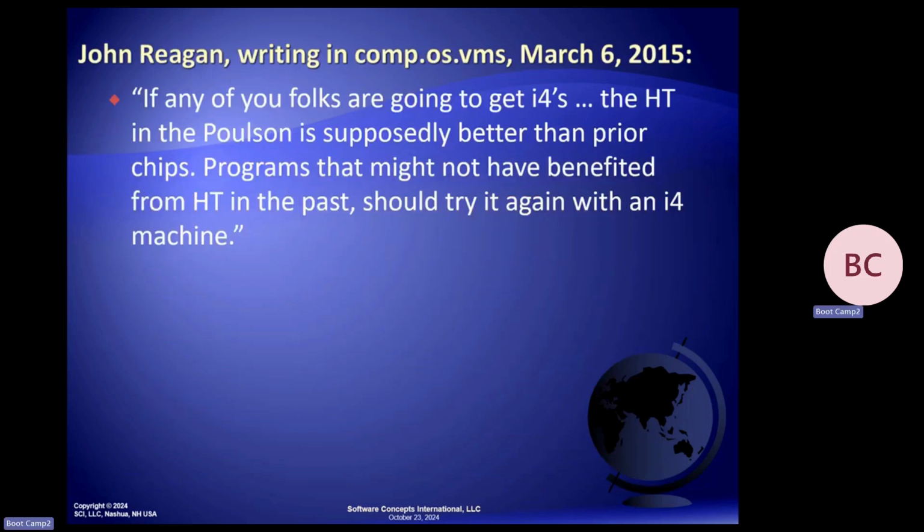All right. And John Reagan wrote in comp.os.vms also, if any of you folks are going to get i4s, and of course the same would apply to i6s because the Poulson and Tukwila core design is the same. It's just that Tukwila is faster by a little bit, basically. So for the i6s, the same would apply. If any of you folks are going to get i4s, the hyperthreading in the Poulson is supposedly better than prior chips. Programs that might not have benefited from hyperthreading in the past should try it again with an i4 machine.